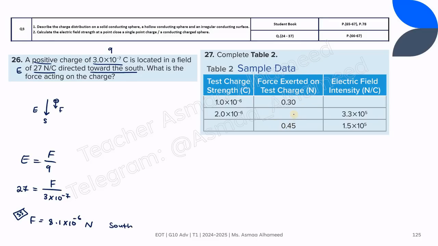Now this table is very easy. I will leave it for you to answer. Here you have a test charge. The value of Q is here, the value of the force is here, and the value of the electric field is here. So you have two of them.